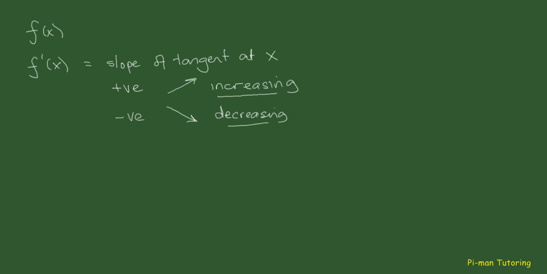It's decreasing because the values of f of x are getting smaller as x increases. So x is going up and f of x is going down. When it's increasing, as x goes up, f of x is also going up. So we can use the derivative function to give us information about where the function is sloping up to the right or down to the right.